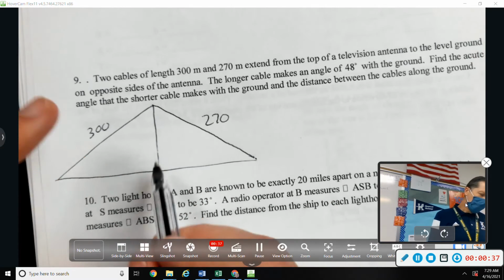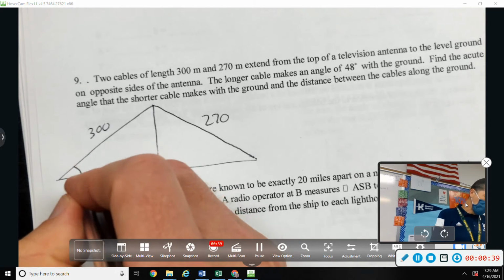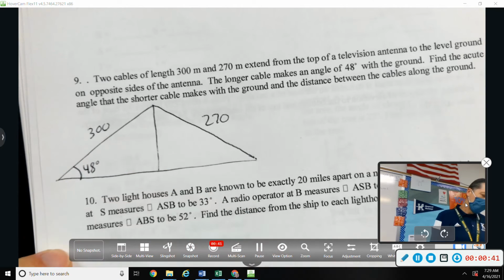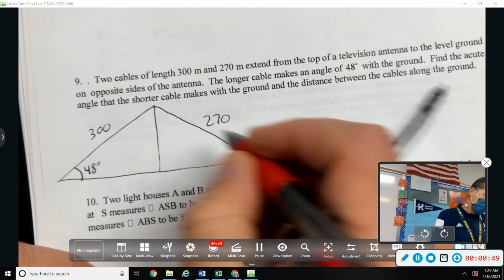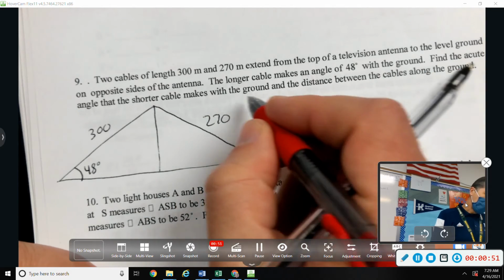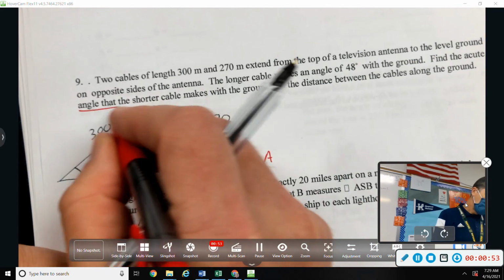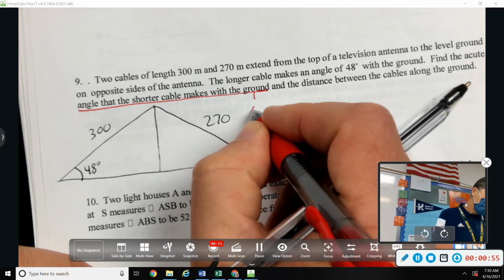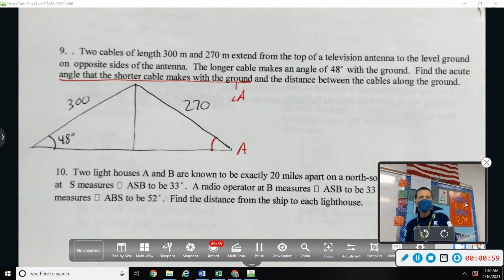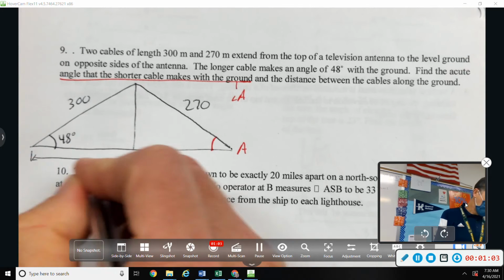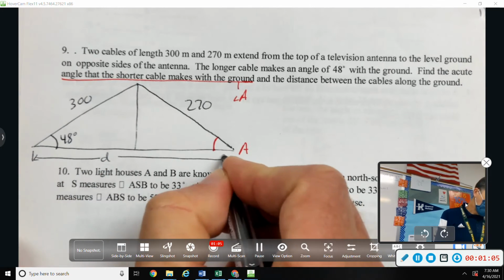The longer cable makes an angle of 48 degrees with the ground. Find the acute angle that the shorter cable makes with the ground. So that's angle A, or what we'll just call angle A, so we have something to call it. And the distance between the cables on the ground. So that distance right there.